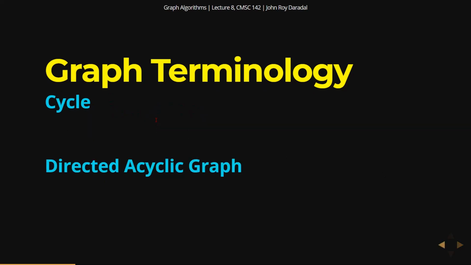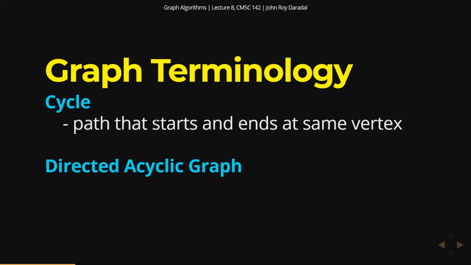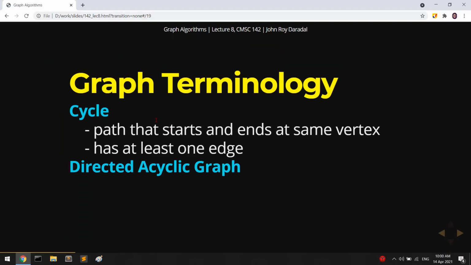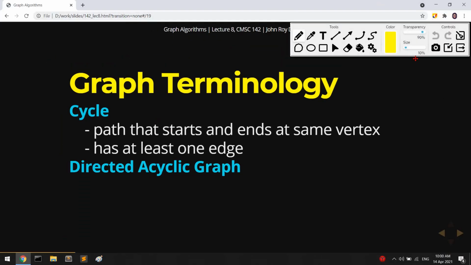Next, we also have something called a cycle. So a cycle is a path that starts and ends at the same vertex. So pretty much it ends up where it started. Okay, but it also needs to have at least one edge.